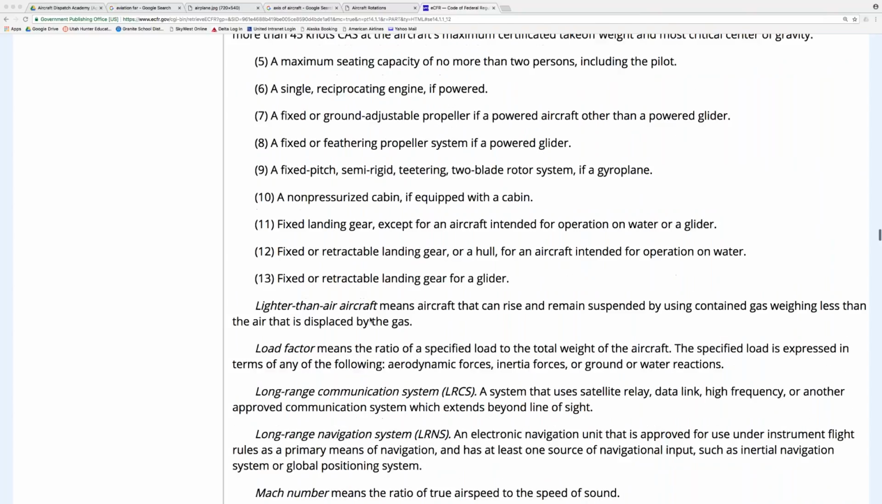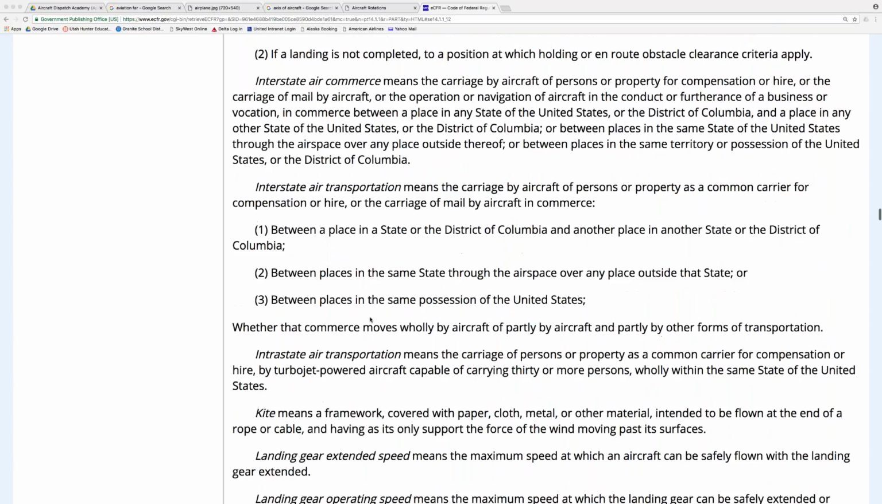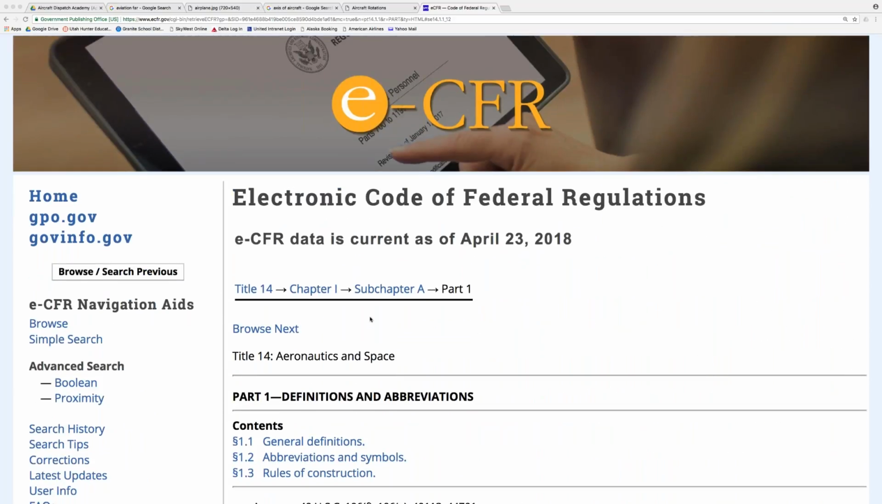But yeah, just keep all of that in mind. Really, the most important definition that I want to hit right now is that ceiling, because of legalities of how we dispatch.